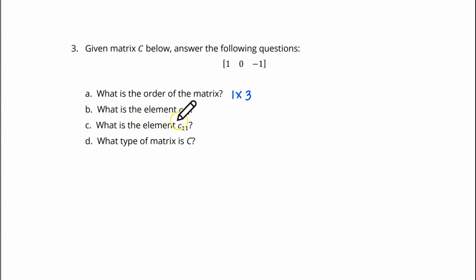And what is the element of 1, 2? C sub 1, 2. So that pertains to row 1, second column. That is the element 0. What is the element C11? C11. So that means first row, first column. That is the entry 1. And what type of matrix is C? This is a row matrix.